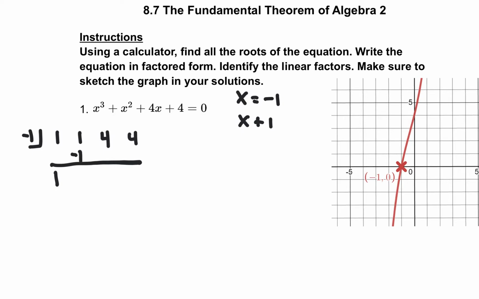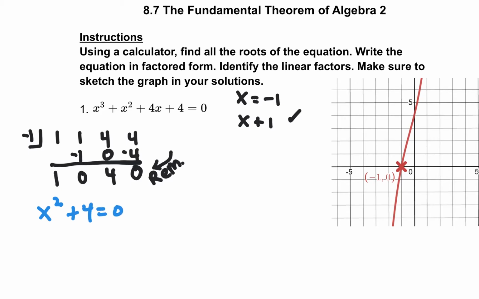So we have -1 times 1 is -1. 1 minus 1 is 0. -1 times 0 is 0. Bring down the 4. -1 times 4 is -4. 4 minus 4 is 0. That 0, that remainder, tells us that it is a solution. So we do have the factor, which is x plus 1. So we have our new polynomial, our new equation: x squared, the 0 is ignored, plus 4 equals 0.